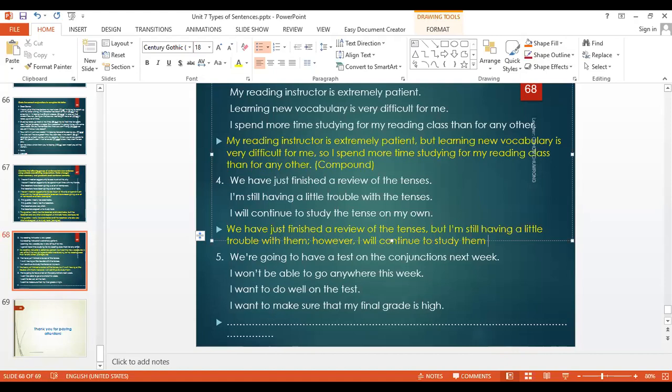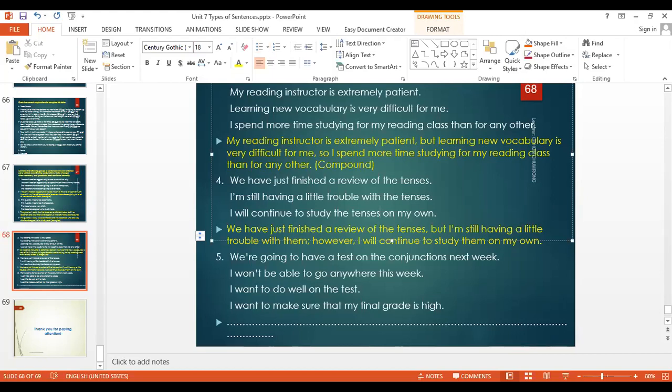Okay, tenses. We have just finished our review of the tenses, but I'm still having a little trouble with them. However, I will continue to study them on my own.